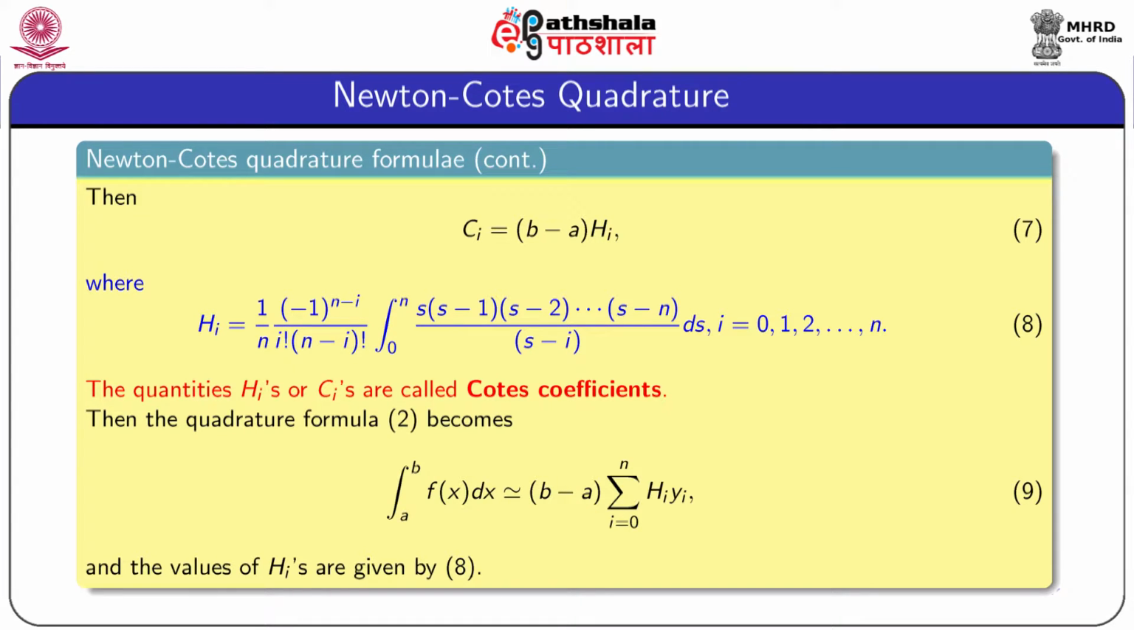Then the quadrature formula 2 becomes integration a to b f(x) dx approximately equal to b minus a summation i equal to 0 to n hi yi, where all the hi's are calculated from equation 8. So this is the Newton-Cotes quadrature formula without error.